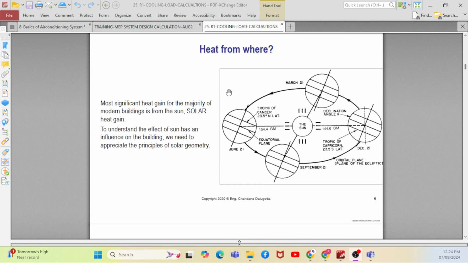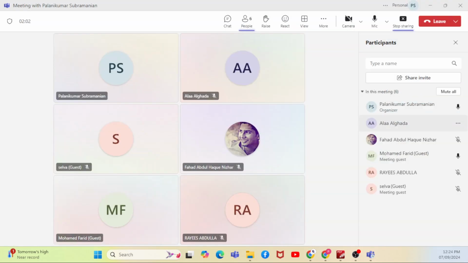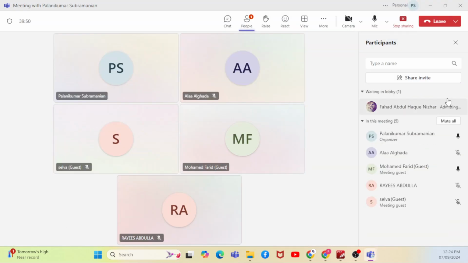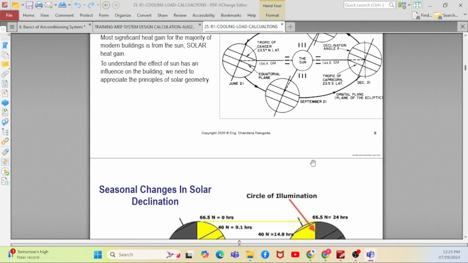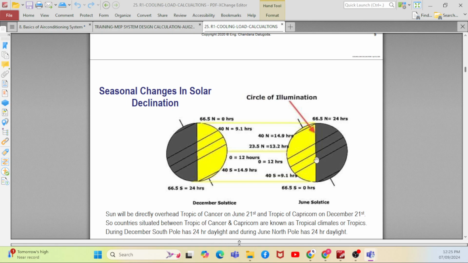Okay, then you can talk about where the heat comes from. This is from the sun, right? Solar, the heat coming from the sun. You can see that it depends upon the solar location, or the earth location.